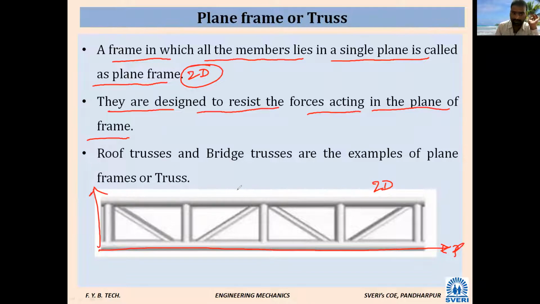So these are designed to resist forces which are in-plane forces. Always, these can resist only in-plane forces. Roof trusses and bridge trusses are examples of plane trusses. Examples for plane trusses are roof trusses and bridge trusses.